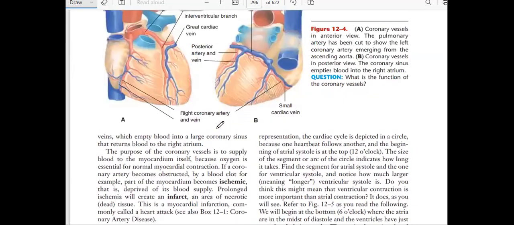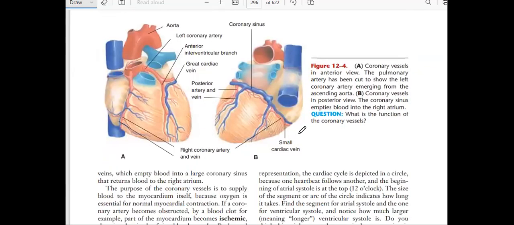So here you can see that these are the arteries in red or pink color. These are the veins. Here we have the aorta. From that aorta only you have branches. You can see here, this is one branch, this is one branch, this is one branch. So from those branches only, the heart will receive the blood. Okay.